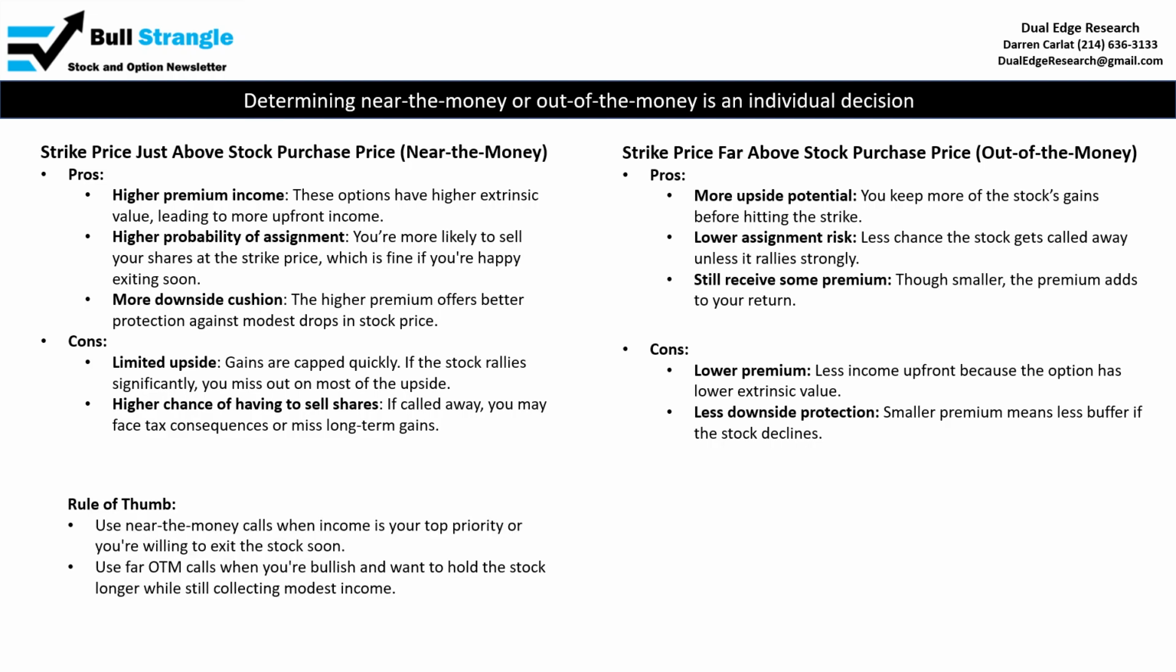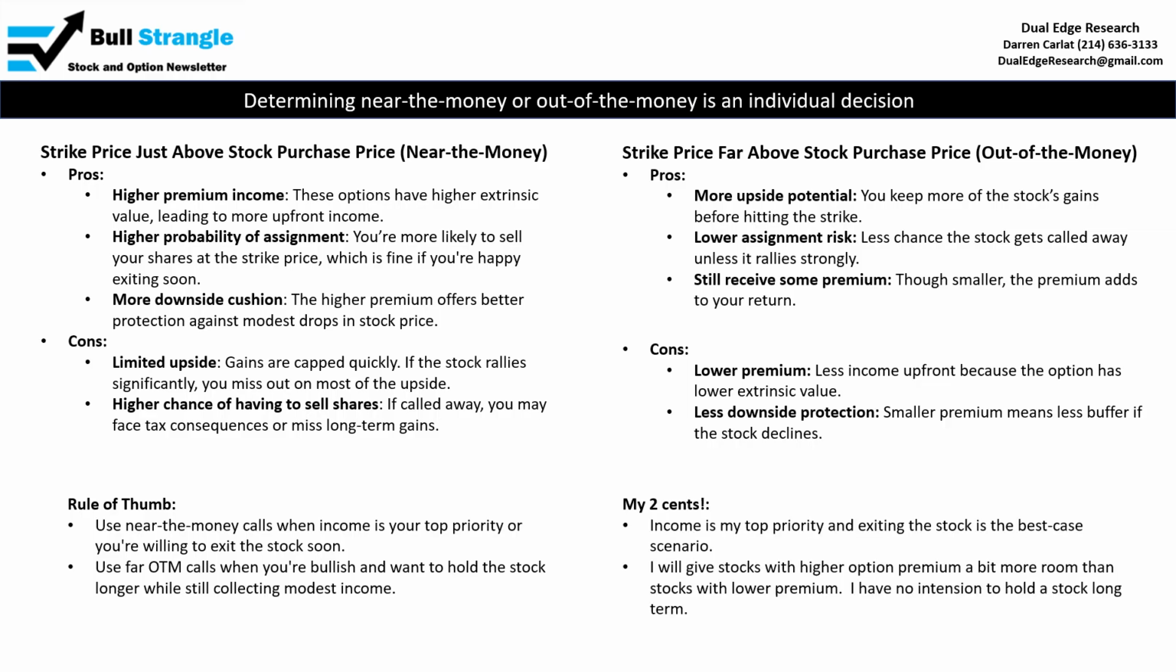The rule of thumb is to use near the money calls when income is your top priority or you're willing to exit the stock soon. The other side of that is use far out of the money calls when you're bullish and want to hold the stock longer while still collecting modest income. Now, my 2 cents, our whole strategy is built on collecting premium income and exiting the stock early. So clearly, we are looking at the top part of this rule of thumb.